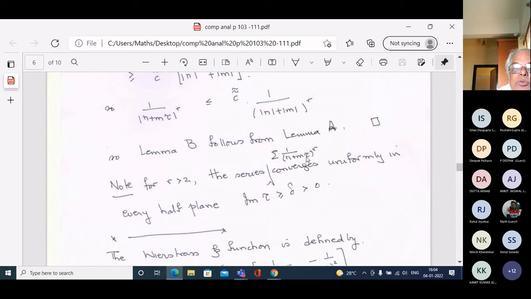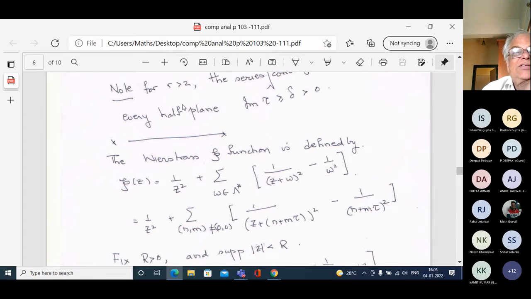So note that for r greater than 2, the series of n plus m tau to the r converges uniformly in every half plane. Now we are going to be interested in this kind of sums a bit later on. I don't know if I'll come to that, but I might. Those sums have a name, and they're important in their own right. So we'll see. I hope I come to that.